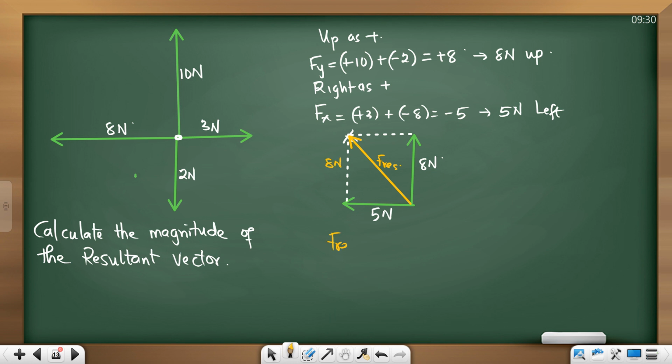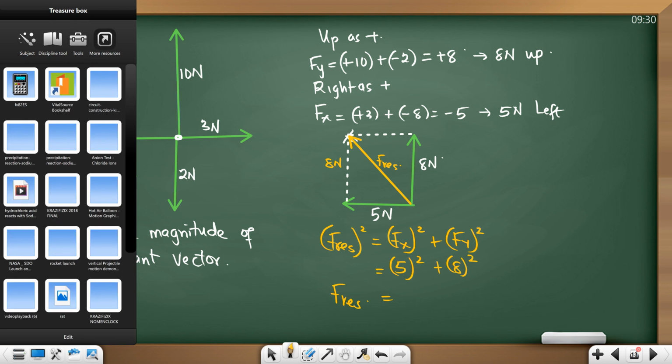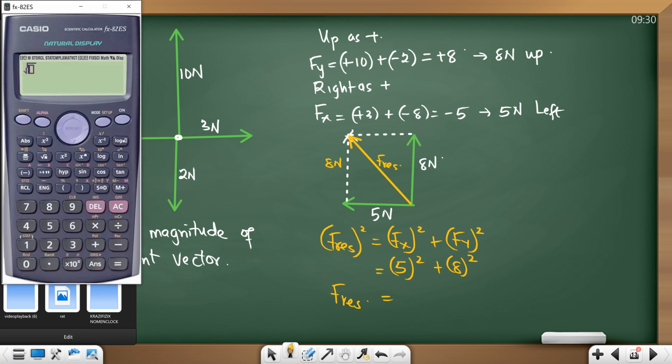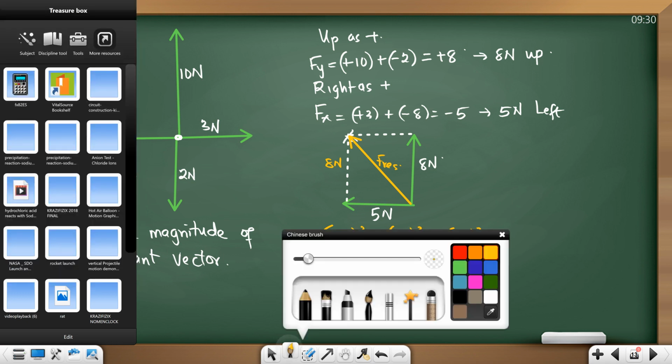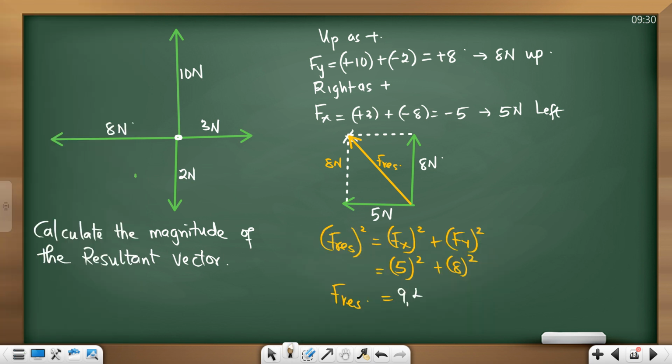8. F resultant squared is equal to Fx squared plus Fy squared. What is your Fx? 5 squared plus 8 squared. And then you find the square root. We are done. Calculator quickly. The square root of 25 plus 64. 9,43. We are done there. This is only the magnitude.